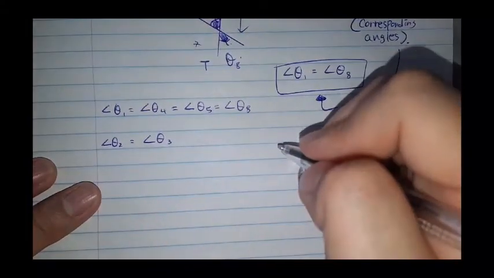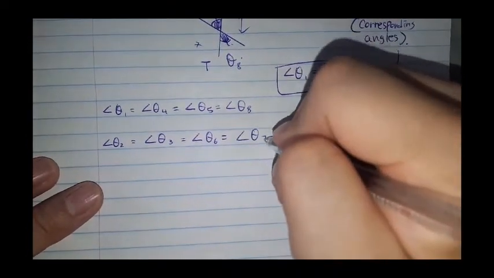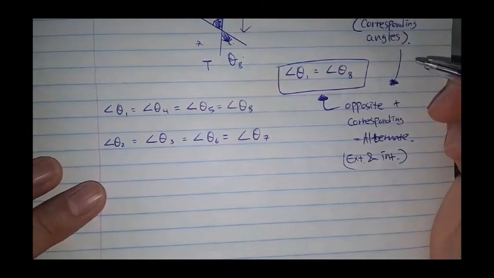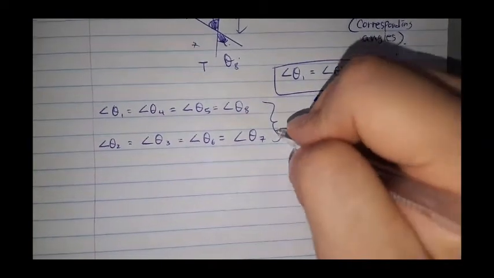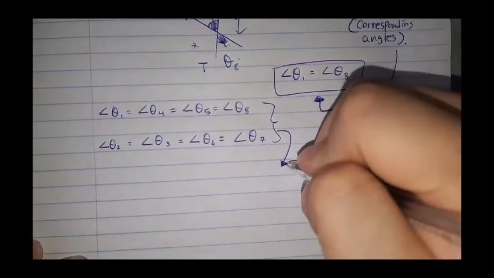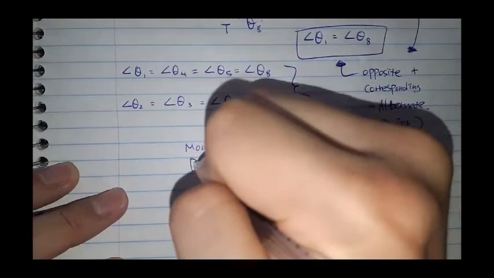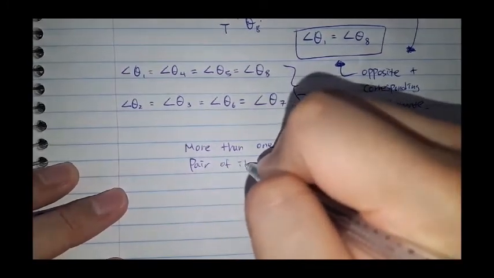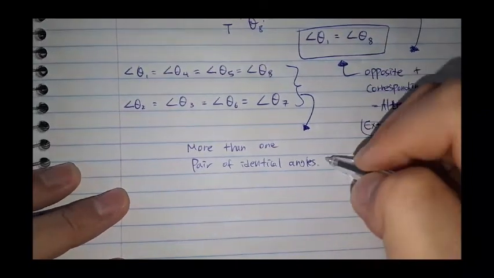If you look at the other set, which is 2 and 3, they're opposite together, and the corresponding pair of that, 6, followed by its opposite 7. Those relationships are established just because P1 and P2 are parallel together. That is today's lesson. And as a conclusion, more than one pair of identical angles can be figured out.